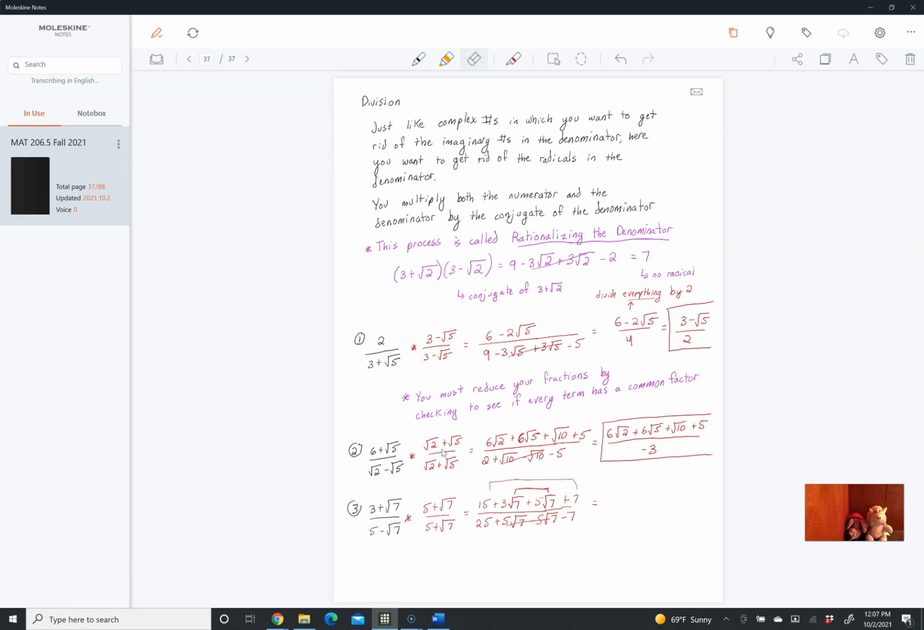So here we have 22 plus 8 root 7, and 25 minus 7 is 18. So we are not done because everything is divisible by 2. So we're going to divide everything by 2. And we get 11 plus 4 root 7. Notice we only divide the coefficient by 2 there. And that's because the 8 and the square root of 7 are being multiplied, not added. Over 9. So this is our final answer.